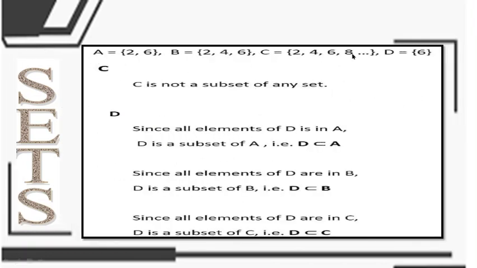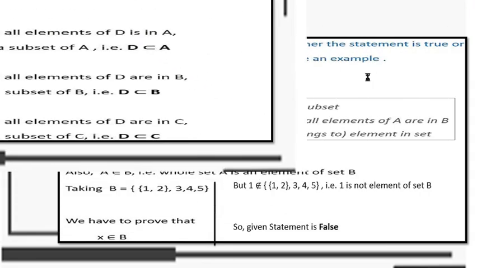Now if we look at set C, this is an infinite set. Do we have these elements available in any other set? No. So set C is not a subset of any set. But if we talk about set D, this is a singleton set. Singleton set means there is only one single element, and this element 6 is already there in sets A, B and C as well. So basically D is a subset of all three sets.